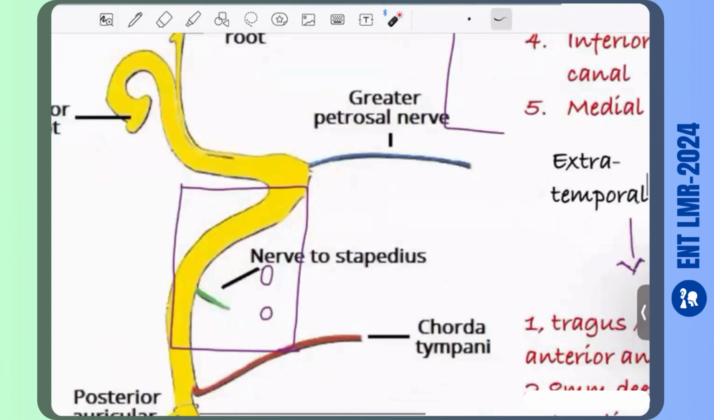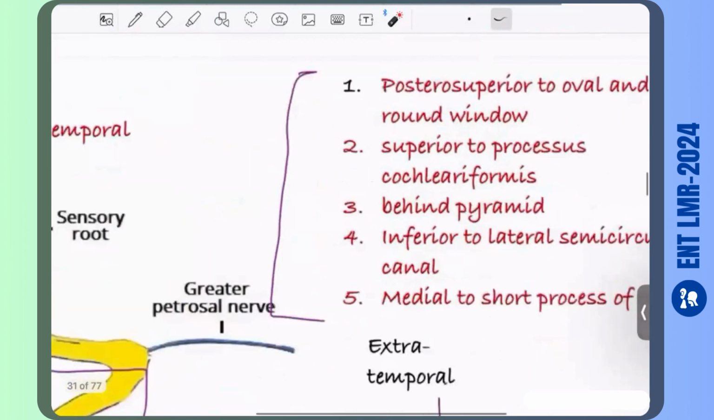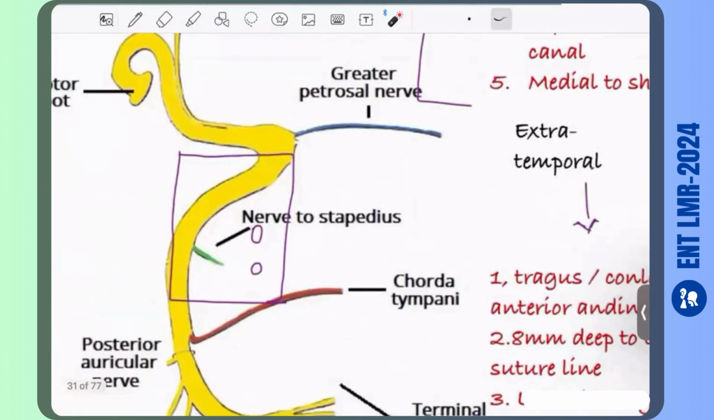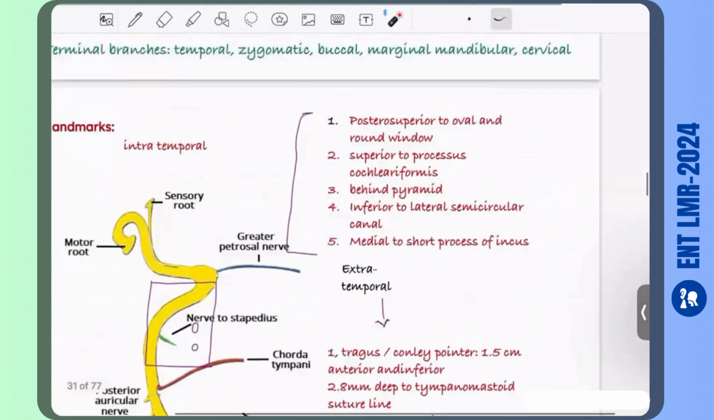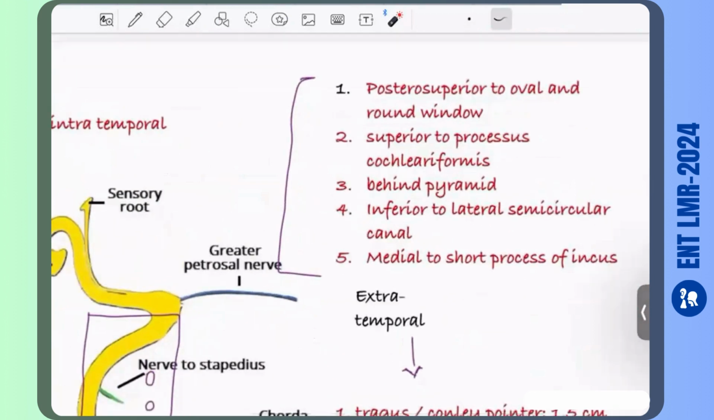Point number 1. The second one, it is superior to process cochleariformis. Okay. Here will be the process cochleariformis. Then it will be behind the pyramidal eminence. Then it is inferior to lateral semicircular canal. Then it is medial to short process of incus. So very important points. See, it is superior to process cochleariformis, not inferior. Then posterior superior. Then behind the pyramid.